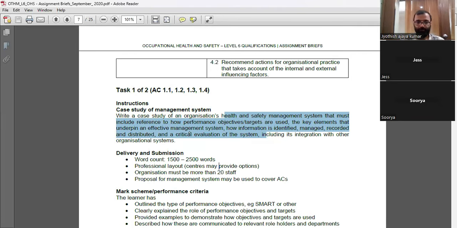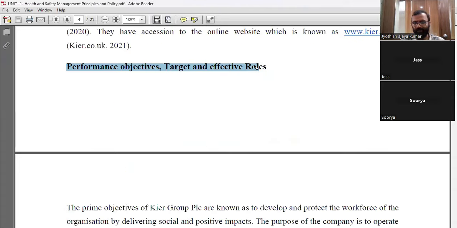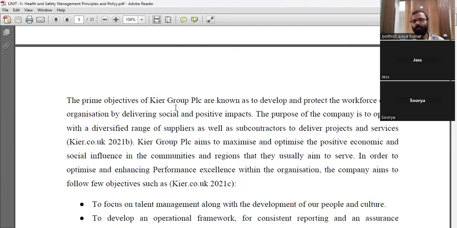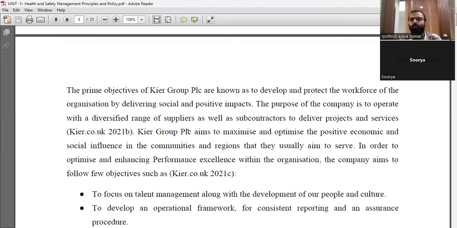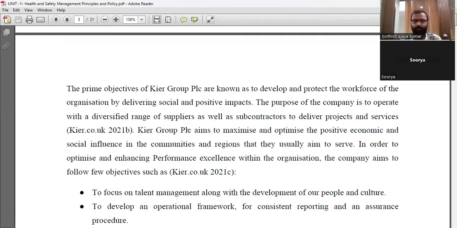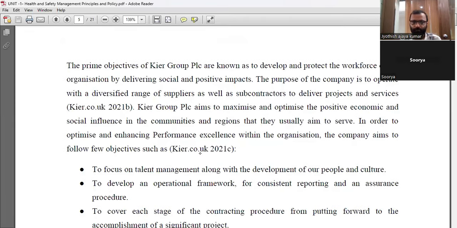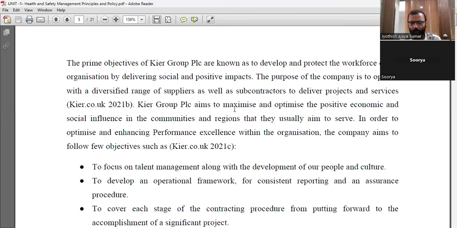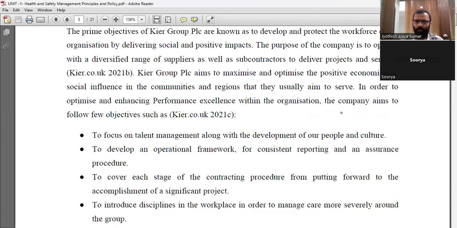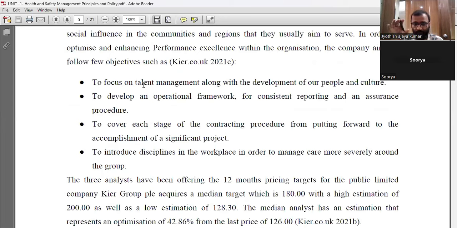Okay, so performance objective targets and effective roles. The prime objective of Care Group PLC is to develop and protect the workforce of the organization by delivering social and positive impacts. The purpose of the company is to operate with a diversified range of suppliers as well as subcontractors to deliver projects and services. So they are aiming to maximize and optimize the positive economic and social influence in communities and regions. The company aims at the following objectives. So these are the company's objectives.